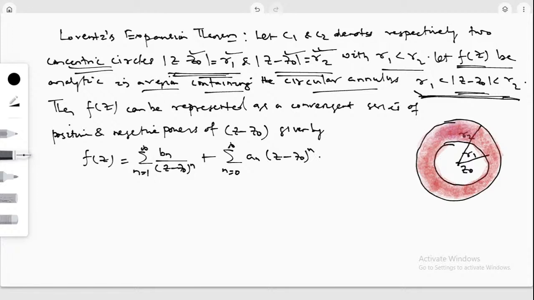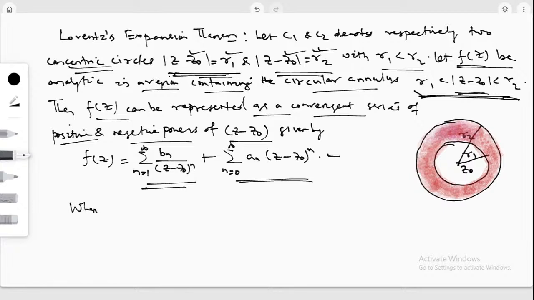So if these two conditions are satisfied, then f of z can be represented as a convergent series of positive and negative powers of z minus z naught. Here the first term gives the negative powers of z minus z naught, and the second summation gives all the positive and zero powers. And what are an and bn here?